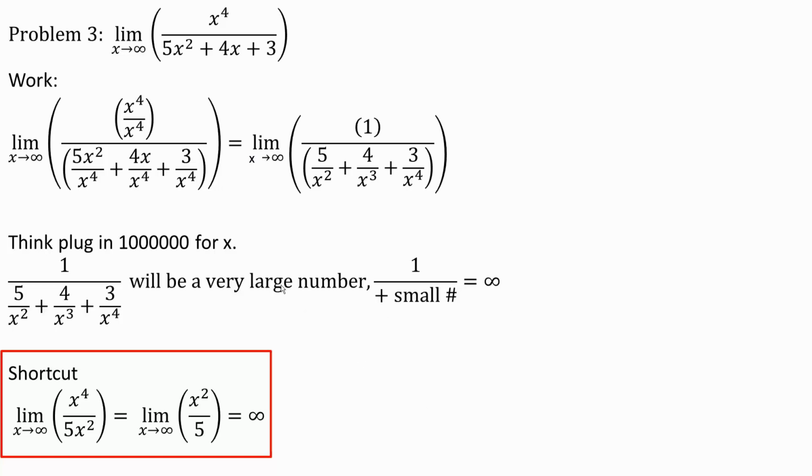Again, you could have focused on the leading power and gotten x raised to the 4th divided by 5x squared. And then you would have gotten x squared divided by 5. Plug in x approaches infinity. And so you would have gotten infinity this way too.